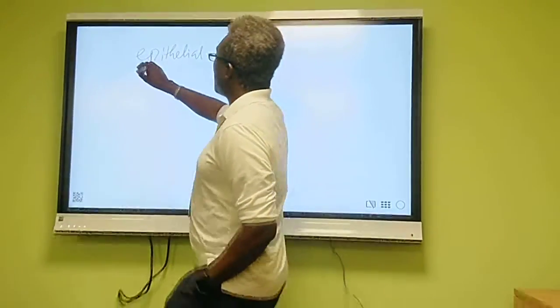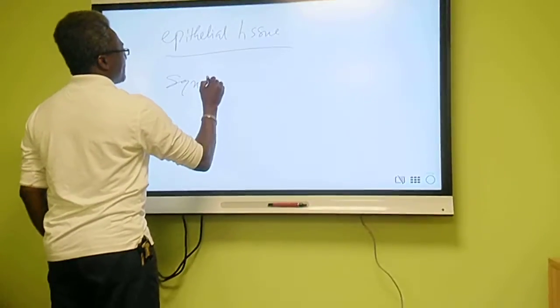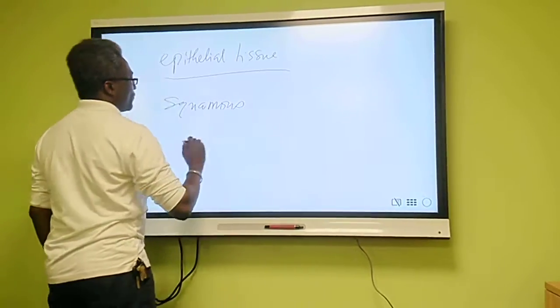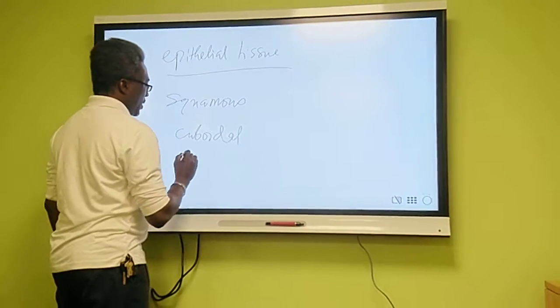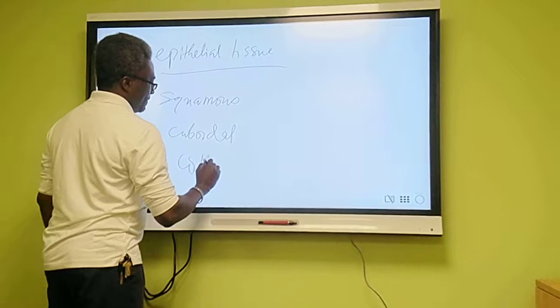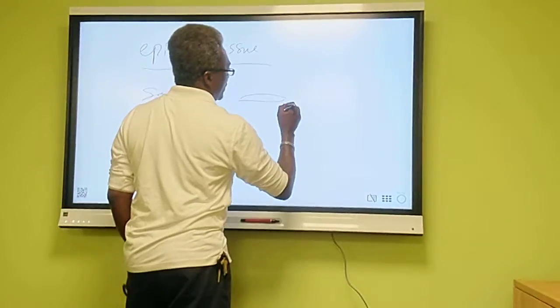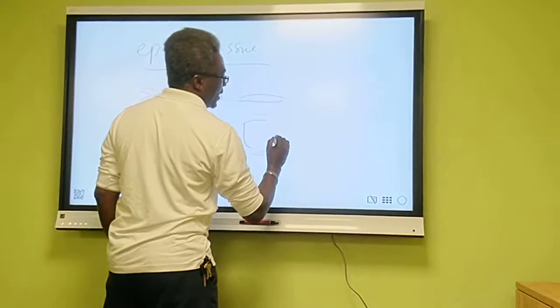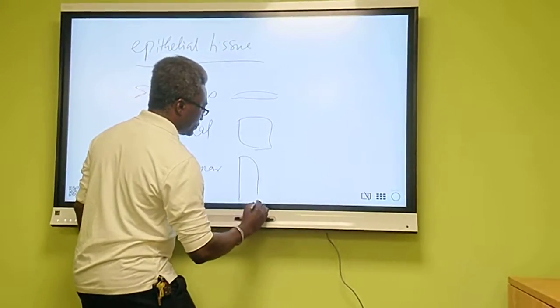Now, there are three types of epithelial cells. You have your squamous, cuboidal, and columnar. Squamous is flat. Cuboidal is just like an ice cube. And columnar is like a column.